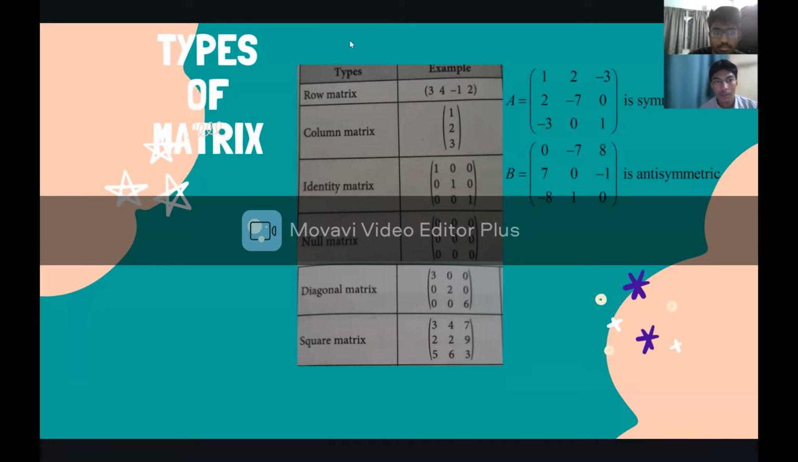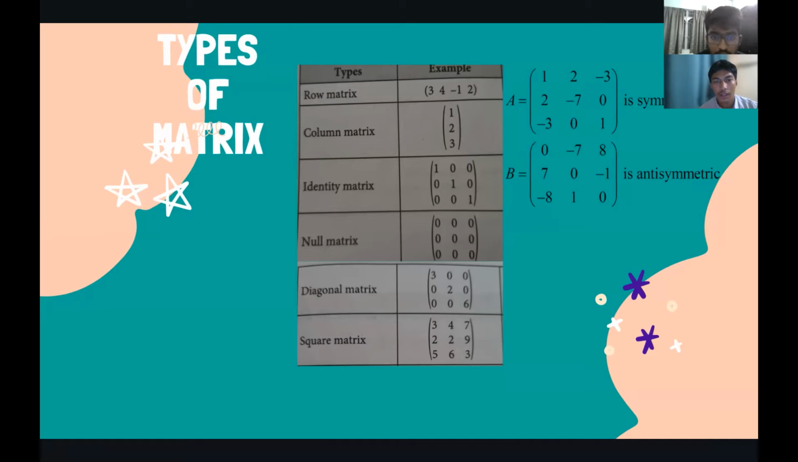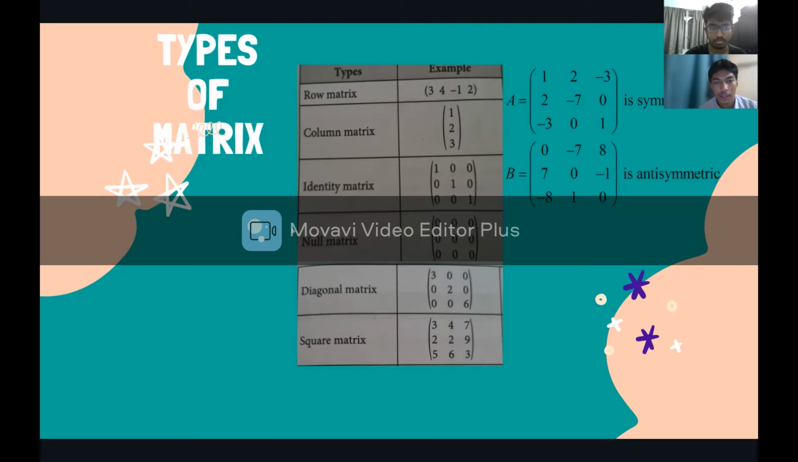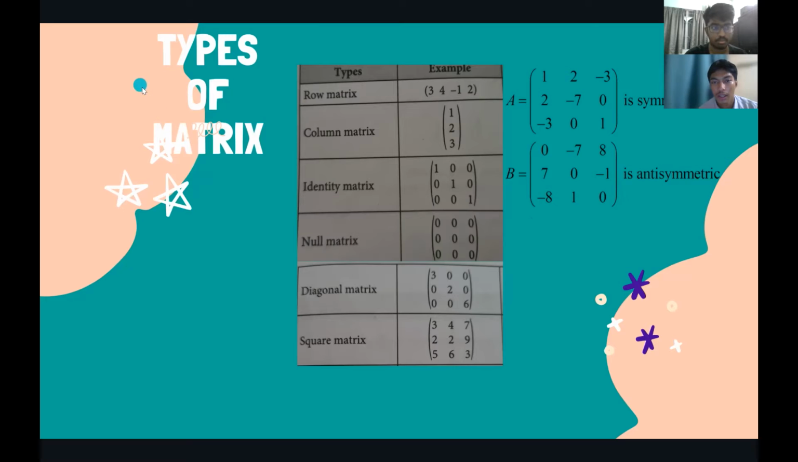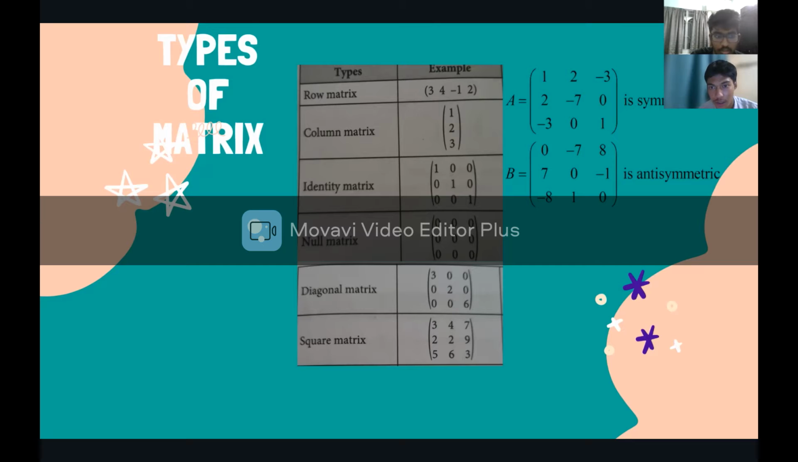Then we need to know about types of matrix. There are 8 types of matrix. Firstly, row matrix. Then we have column matrix, identity matrix, null matrix, diagonal matrix, square matrix. Then we have symmetric matrix and anti-symmetric matrix or skew matrix.